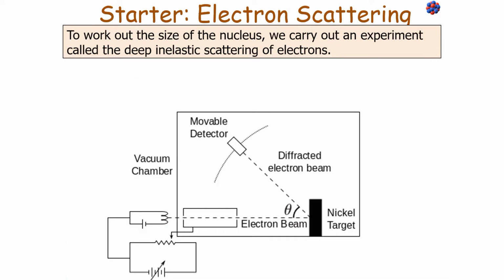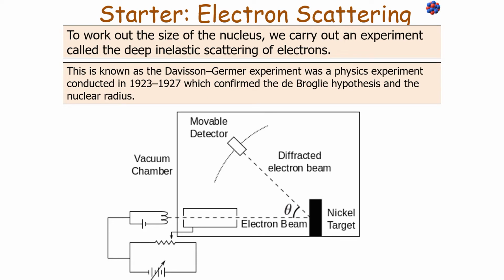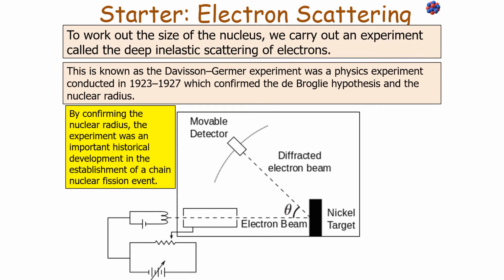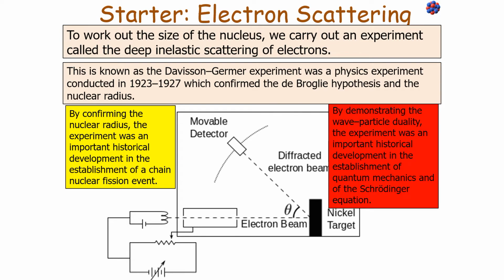To work out the actual size of the nucleus, we can carry out an experiment called the deep inelastic scattering of electrons. Now this was known as the Davisson-Germer experiment and was conducted between 1923 and 1927, which confirmed both the de Broglie hypothesis and the nuclear radius. By confirming the nuclear radius, the experiment was an important historical development in the establishment of the chain nuclear fission event, and by demonstrating wave-particle duality with the de Broglie hypothesis, this experiment was an important historical development in the establishment of quantum mechanics and later the Schrödinger equation.